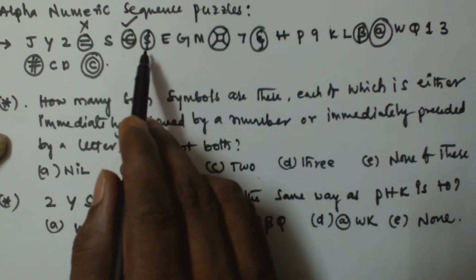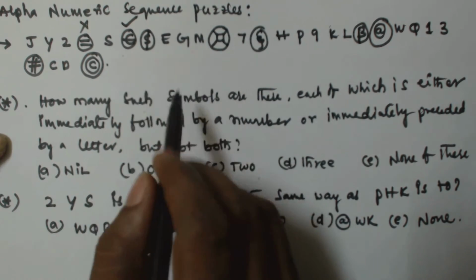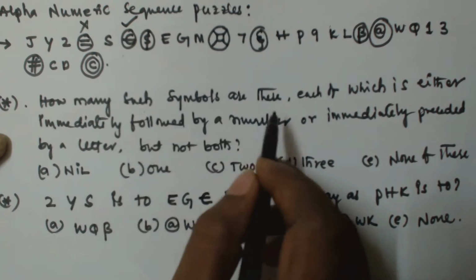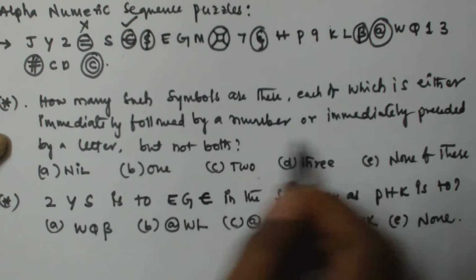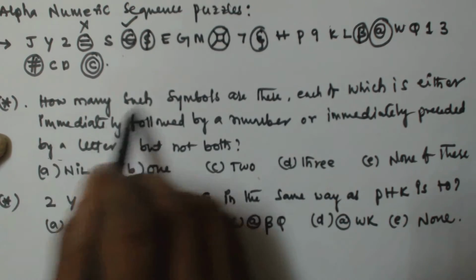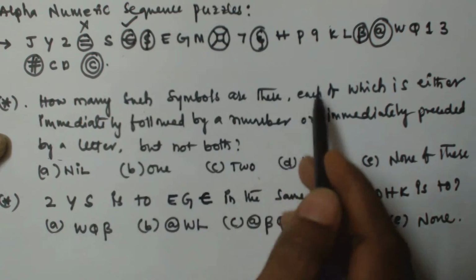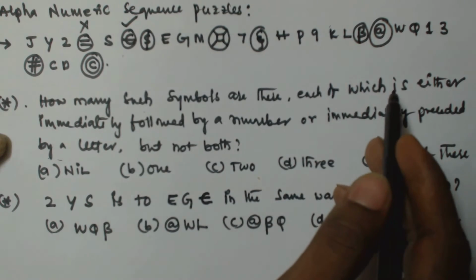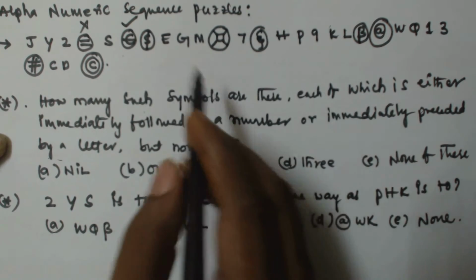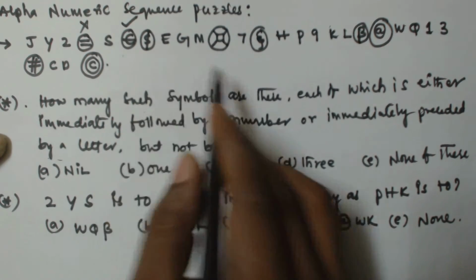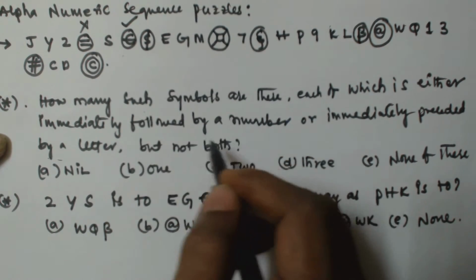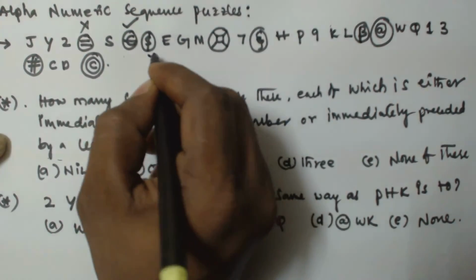And the next one is the dollar, right? It is preceded by a symbol and it is immediately followed by a number. So it is not satisfying both of them, so that's why I do not take this one.